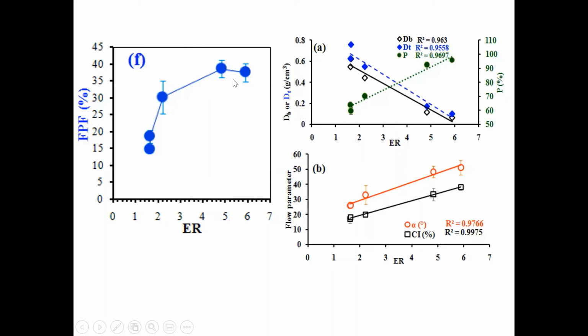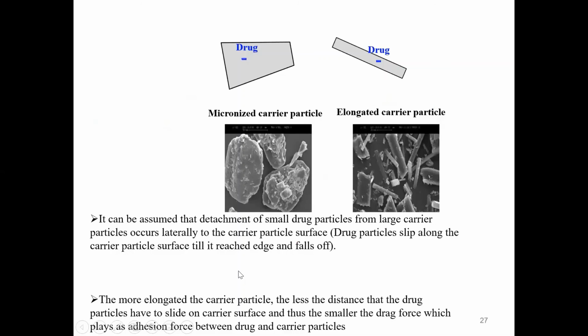So beyond 5, there is no effect. There is no point in making very elongated particles above 5, because it is very difficult to make such elongated particles. Also, they are fragile. So that shows that for these types of formulations, an elongation ratio up to 5 is going to give you better results in terms of performance.